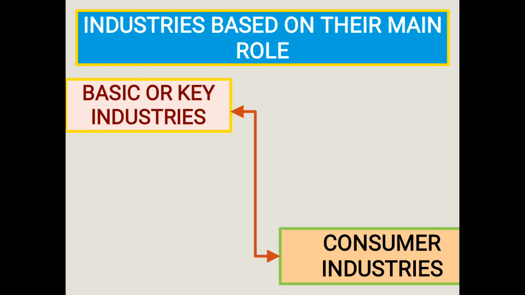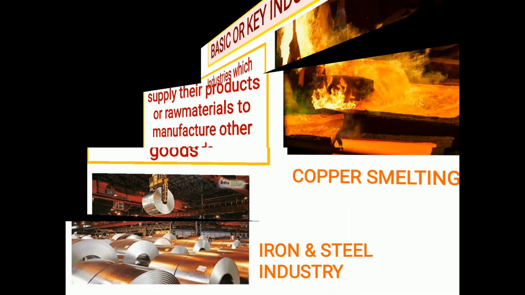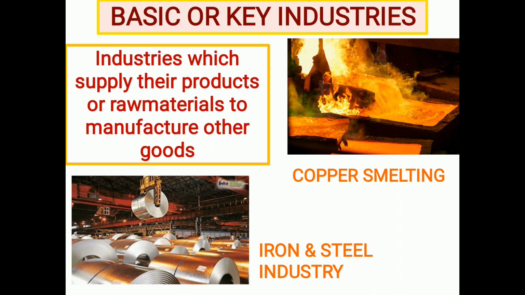Now let us discuss the industries based on their main role. How are the industries classified based on their main role? Based on their main role, the industries can be of two types: the basic or key industries and consumer industries. What are basic or key industries? They are the industries which supply the products or raw materials to manufacture other goods.